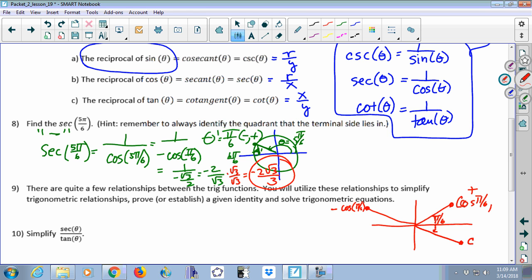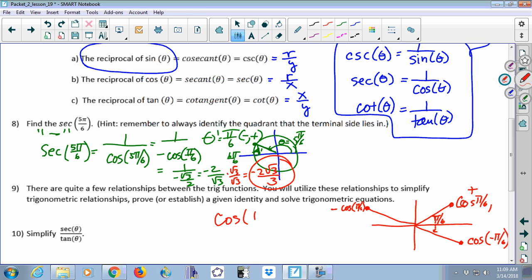And as you can see, for the cosine of negative pi over 6, this x value and this x value are the same. But if you were putting it in here, you'd have to say the opposite of the cosine of negative pi over 6. You can't say this with a dash. Okay.